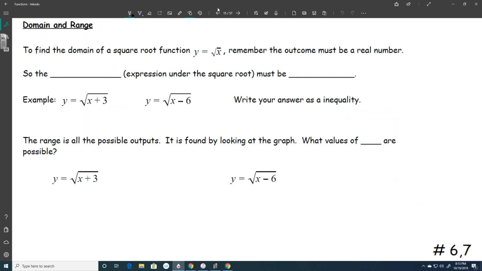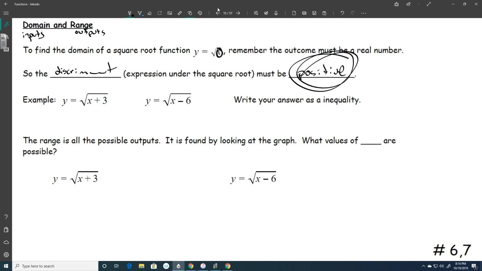Okay, last thing for the day. And this one is a little bit more tricky than the absolute value functions. We're talking about the domain and range, or in other words, remember the inputs and the outputs of our function. So to find the domain of a square root function, what you need to remember is that the outcome needs to be a real number. Or in other words, the discriminant, or in other words, this part that's under the square root has to be positive.